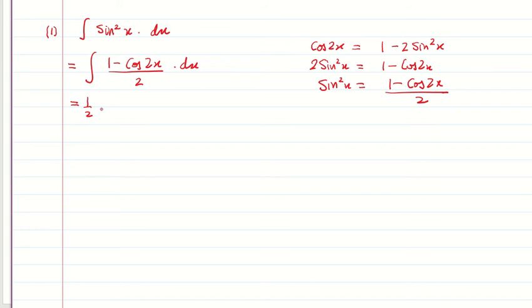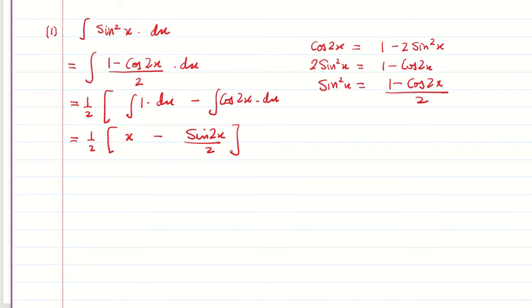Now this is half integral of 1 dx minus integral of cos 2x dx. So that's half. Now what is integral of 1? x. Integral of cos 2x is sine 2x upon 2, plus c. So that's basically, if you open the brackets, x over 2 minus 1/4 sine 2x plus c.